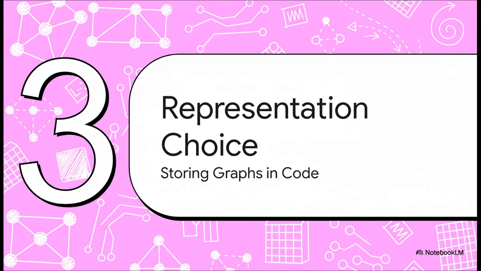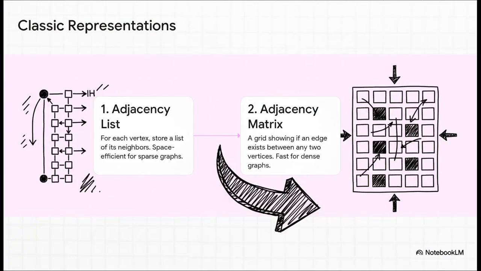So, we've got these cool abstract ideas, but how do we actually represent them inside a computer's memory? Now, this isn't just an academic question. The choice you make here has huge implications for performance, especially depending on how many connections your graph ends up having. It turns out there are two classic ways to do this that every computer science student learns: the adjacency list and the adjacency matrix. So let's break down the pros and cons of each.